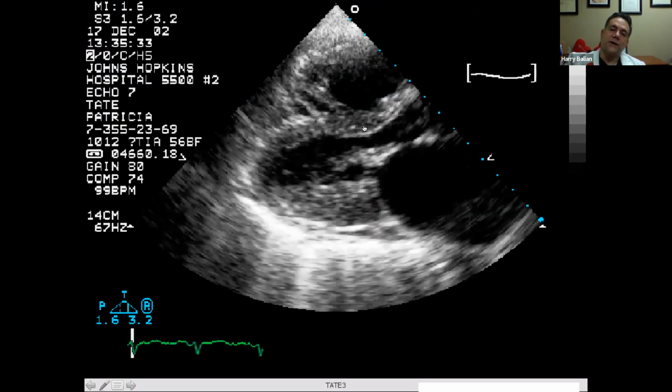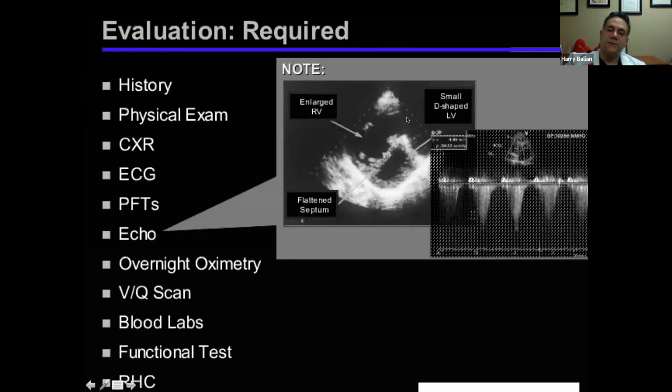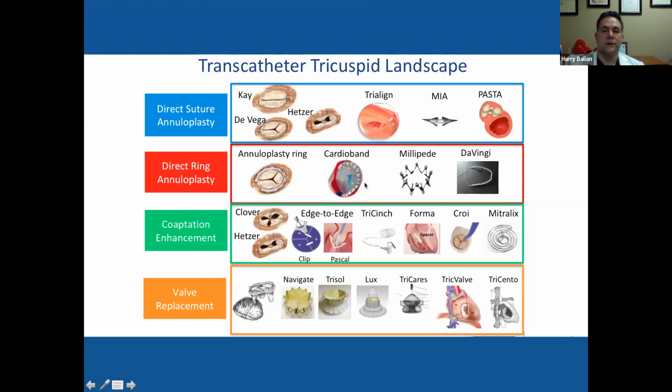The actual echo shows an enlarged right ventricle, and then you have what's called a D-shaped septum because you have a volume overload in the short axis view. The left ventricle is squished and looks like a D, and our right ventricle is huge.